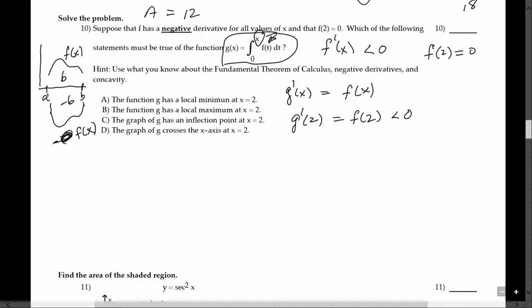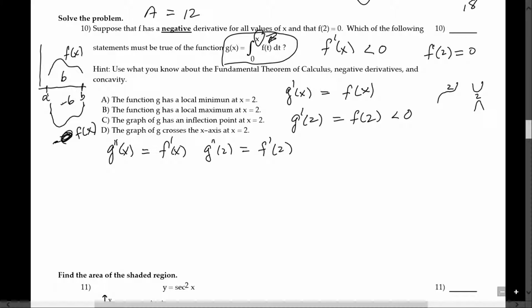So we know that G could possibly look like this, or it could look like this, or it could look like this at x equal 2. So to find out which one, we're going to take the second derivative of G, which would be the first derivative of f. And that means that G double prime at 2 equal f prime at 2.